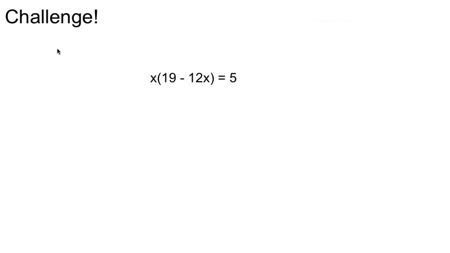So now here's your challenge. I want you to try and solve the equation x times, in parentheses, 19 minus 12x equals 5. Here's my hint to you. Make sure to expand first. Good luck.